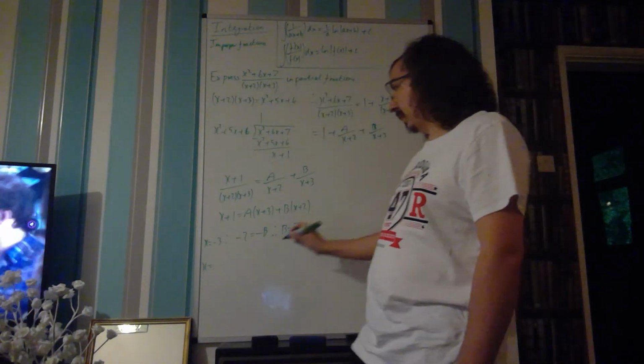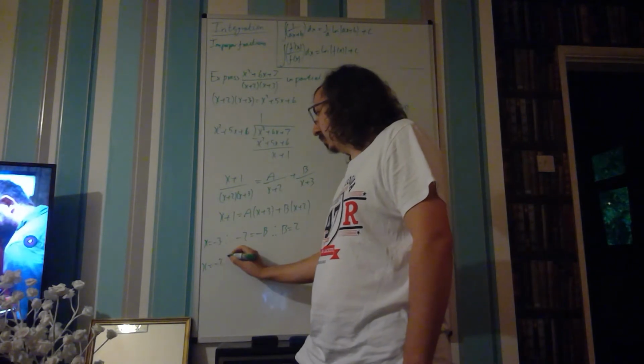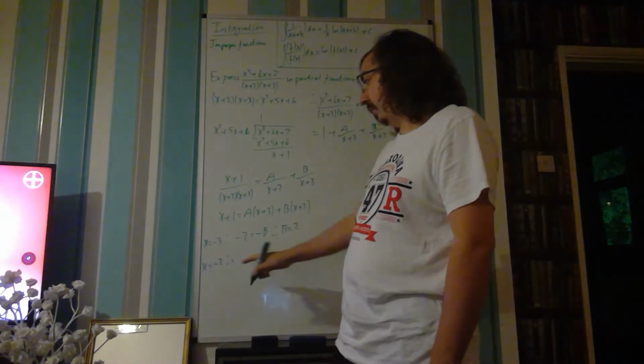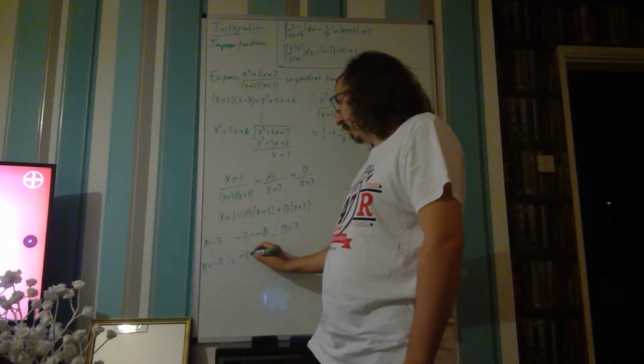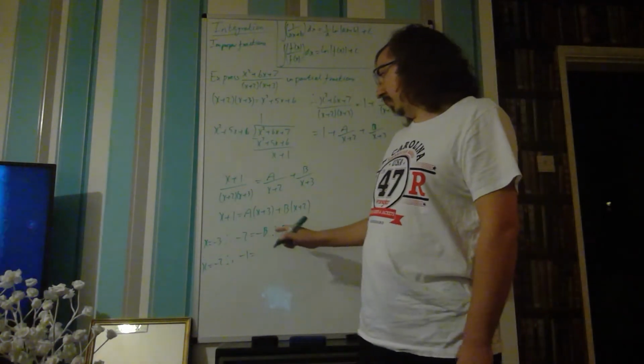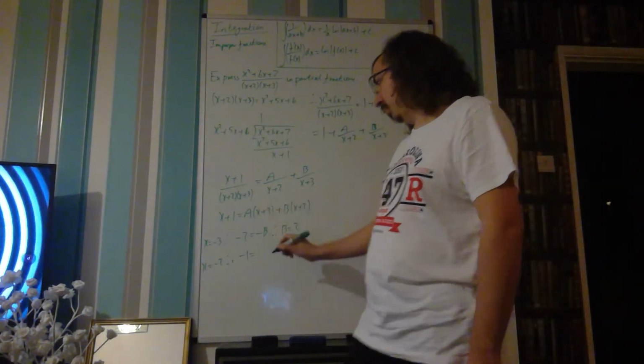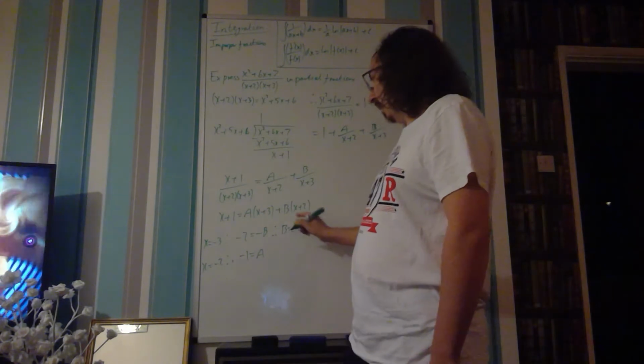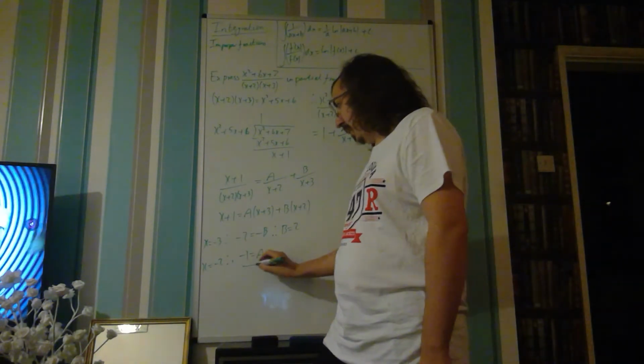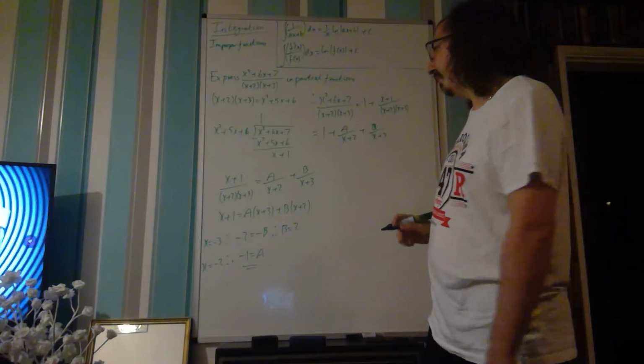And to get rid of this second bracket, we can use x is equal to minus 2. Therefore, minus 2 plus 1 is minus 1, which is equal to minus 2 plus 3, which is 1, so 1a. And this bracket goes to 0, so a is equal to minus 1.